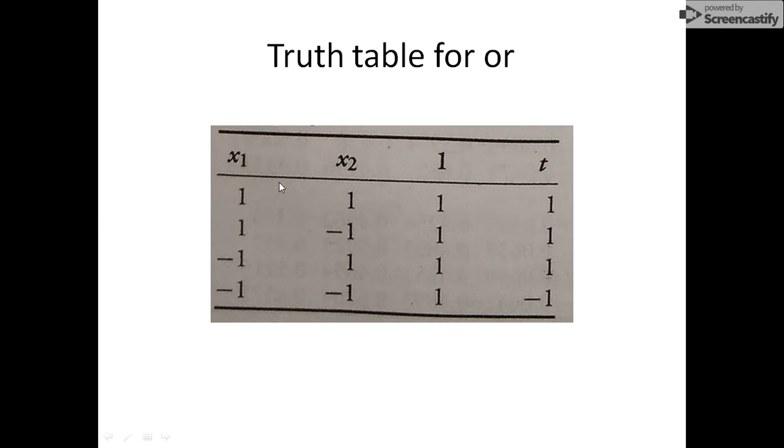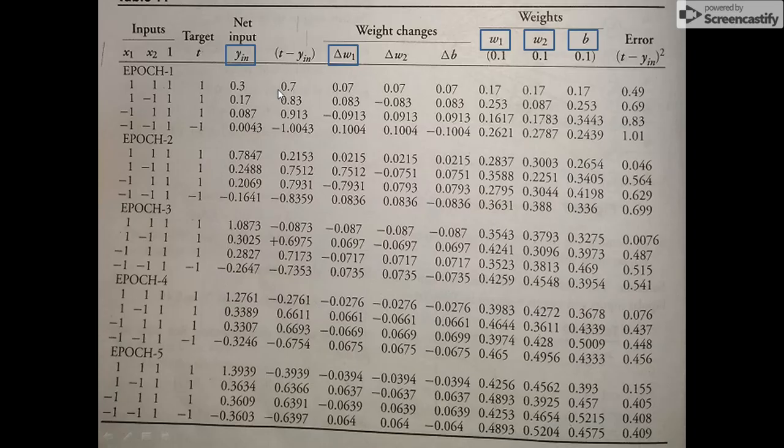Accordingly, we have taken x1 as input, x2 as input, and this 1 is the value of the bias, which will always have a value of 1. And this is our target: 1, 1, 1, -1. So we have taken this. Now you just have to look at this specific picture.